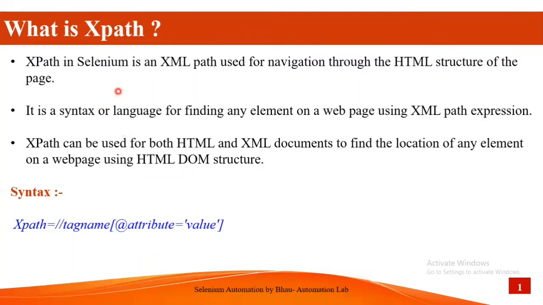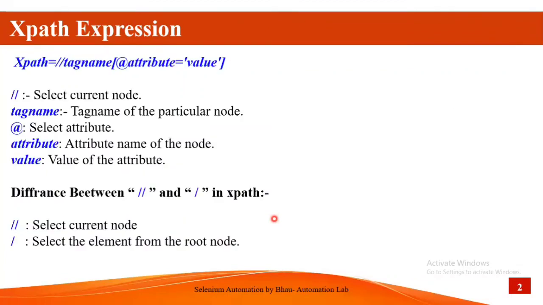So here you just need to understand what is meant by XPath. XPath is the XML path used to navigate through the HTML structure of the page. So what are XPath expressions? Here we have the basic XPath: double slash, tag name, and in the bracket, attribute is equal to value. So what is meant by this double slash? What is meant by this tag name? What is meant by this @? What is meant by this attribute? And what is meant by this value?